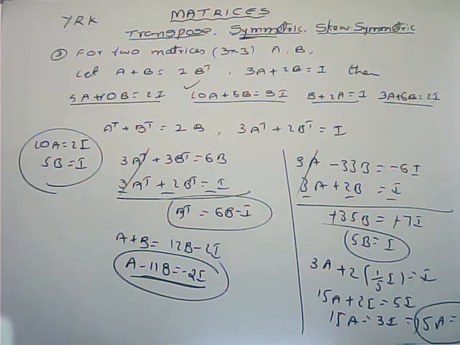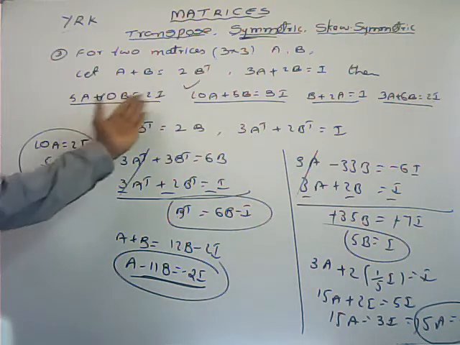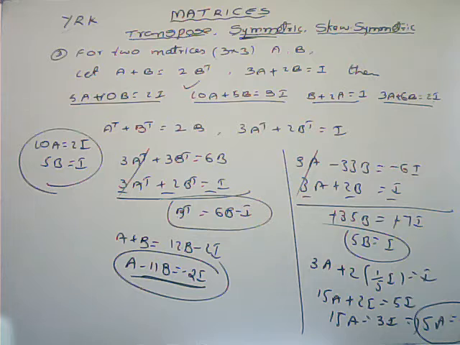Here we have to check, after getting the A and B values, here you can substitute and simplify. Wherever you get the relation satisfies, that is the correct option only.